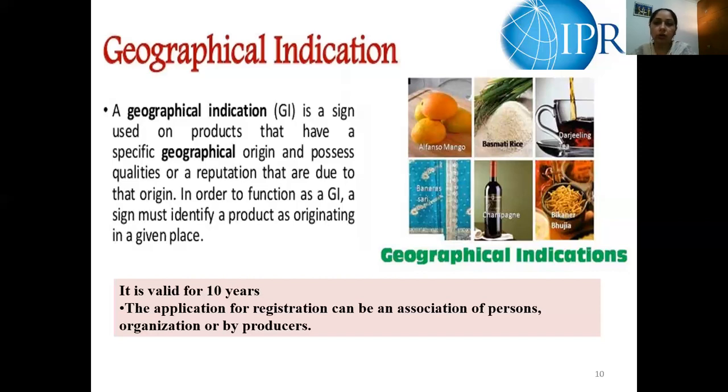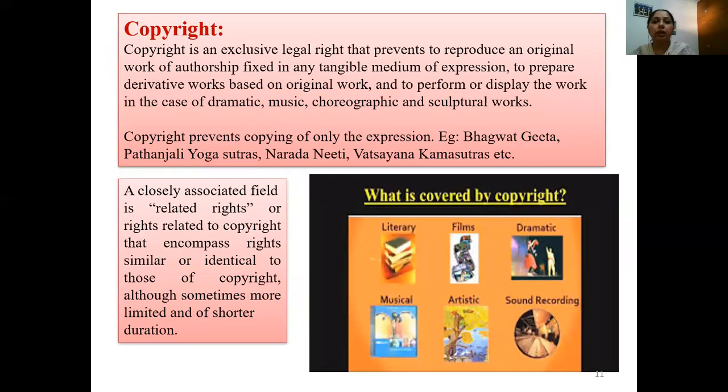Fourth category, very, very important, is copyright. As I told you, intellectual property can be divided into two categories: industrial property, which includes patents, industrial designs, trademarks, and then on the second side we have copyright. Copyright is an exclusive legal right that prevents reproduction of an original work of authorship fixed in any tangible medium of expression. Very important. So just read the line.